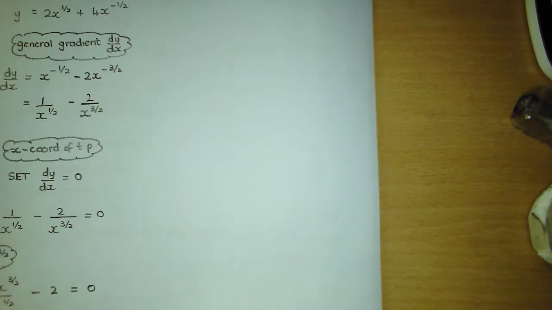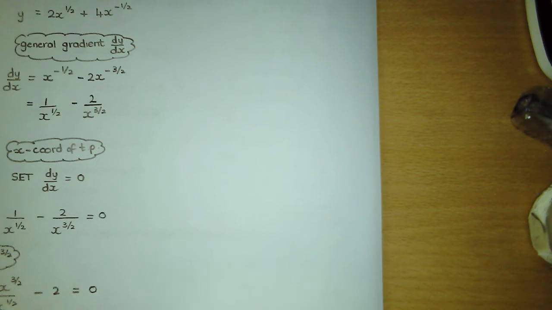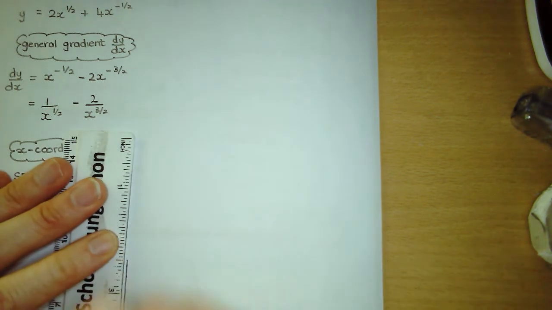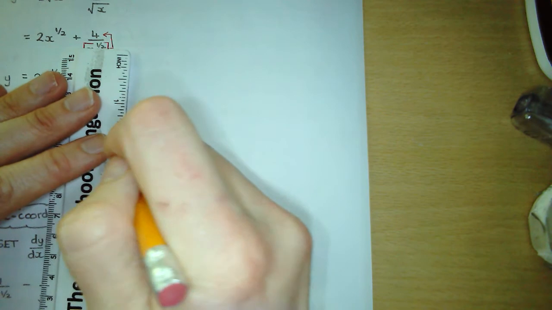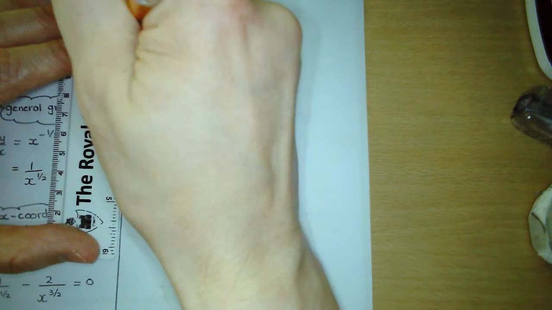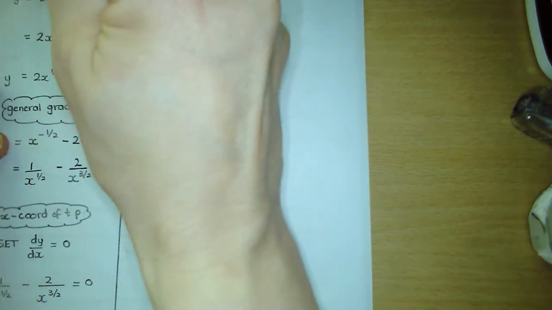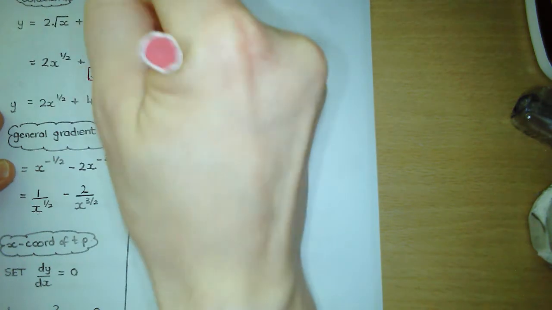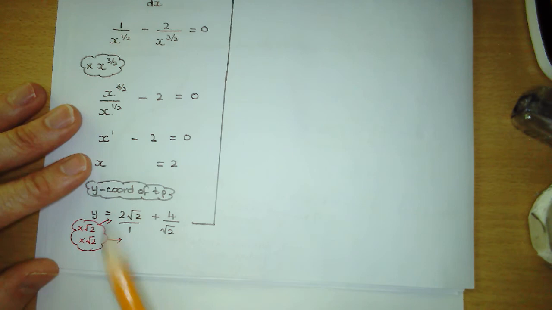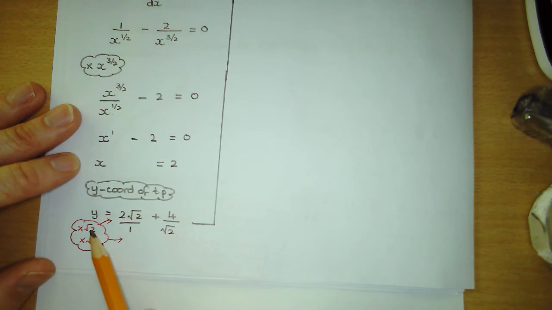Okay, so if we do that, we're going to get y equals, so if we go back down here, we've got 2 root 2 multiplied by root 2 in the top line. So root 2 times root 2 is just 2, and then multiplied by 2 is just 4. So we're going to have 4 over root 2.